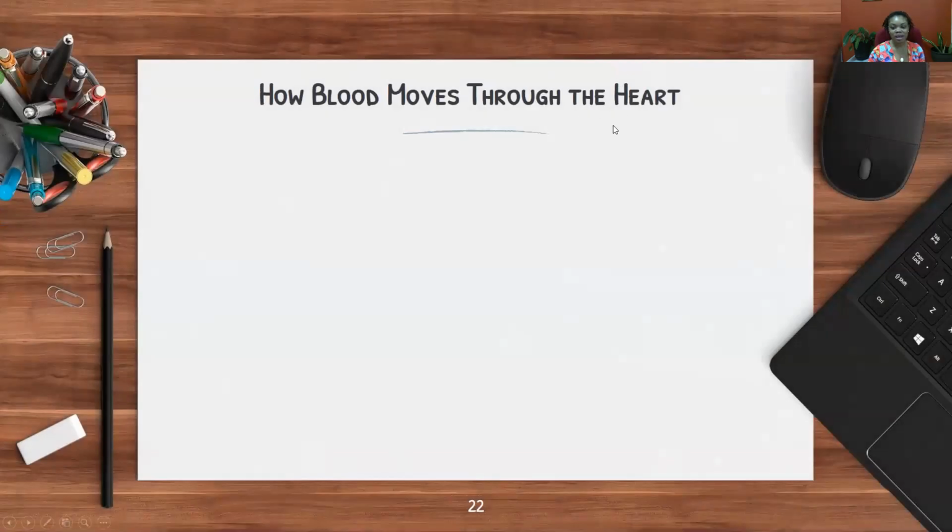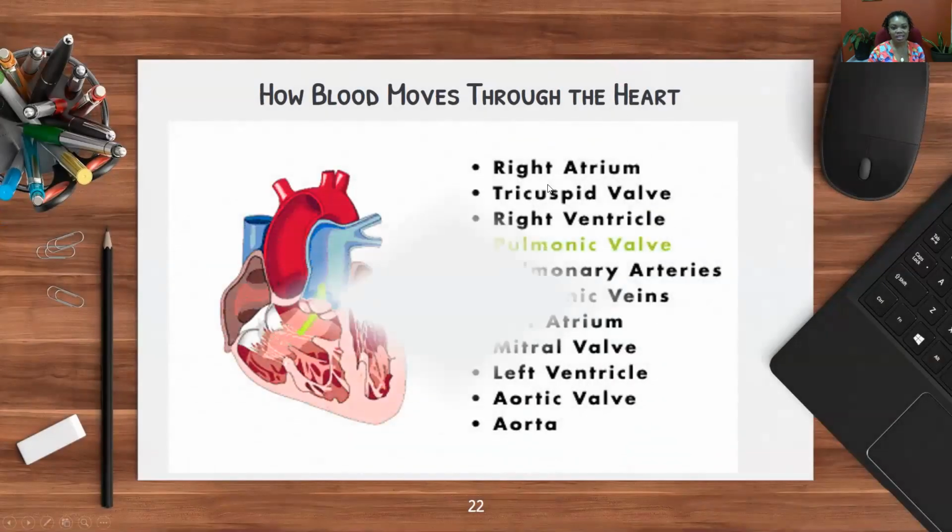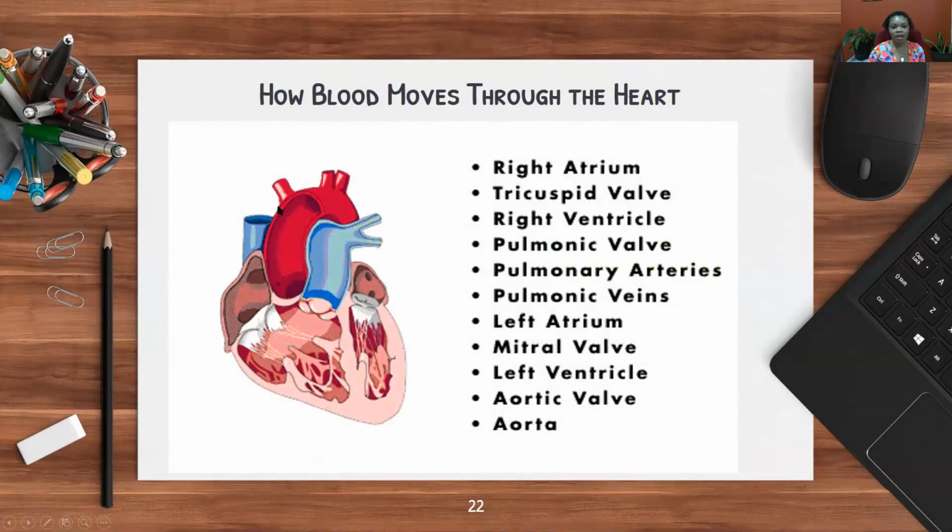How blood moves through the heart. So blood is taken to the heart via the vena cava. You have the inferior and superior vena cava, or anterior vena cava. It's taking blood into the right side of the heart. And remember, the heart is divided into 4 chambers. So you have the right atrium, right ventricle, left atrium, left ventricle. So blood is taken in via the vena cava into the right atrium.